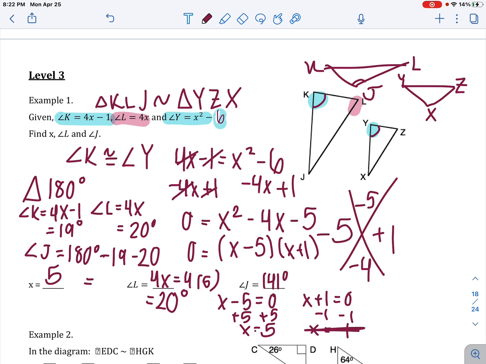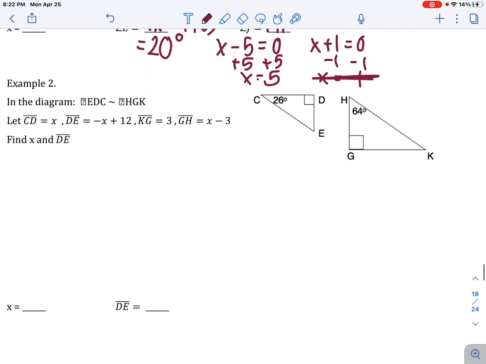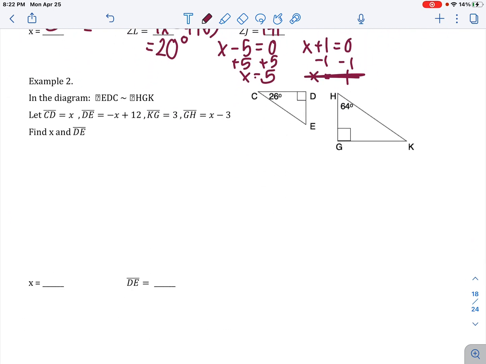So go ahead and pause the video, take a second, think about the process that we went through, and see if you can kind of get it on your own a little bit. And then we're going to move on to example 2, which again, you can feel free to try on your own. Don't feel like you have to watch this video. But it might be helpful if you do.